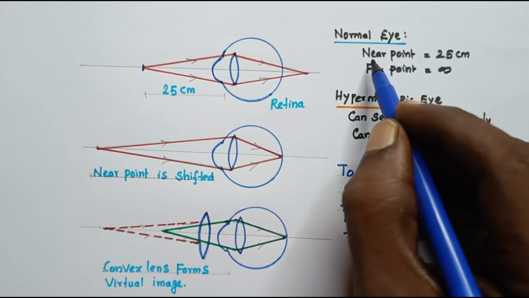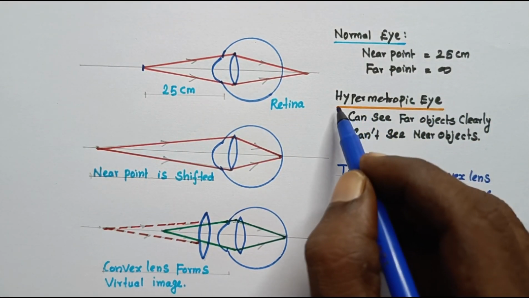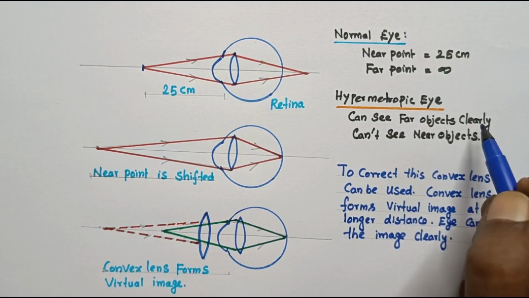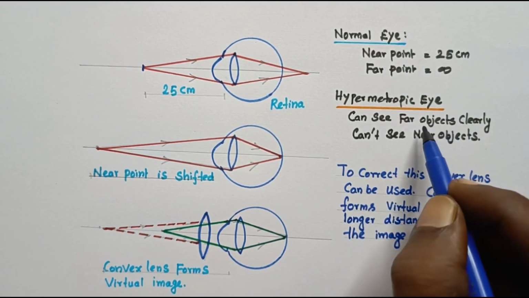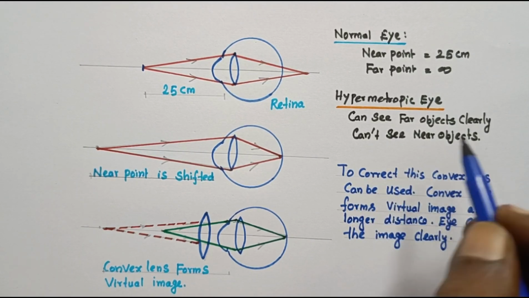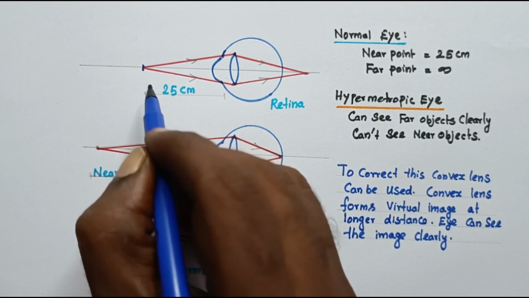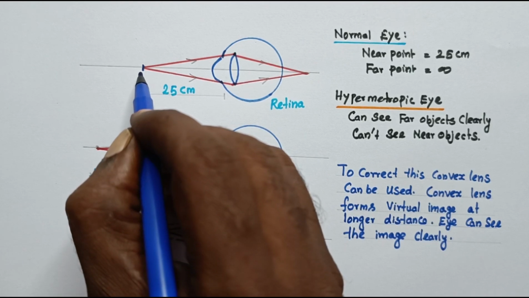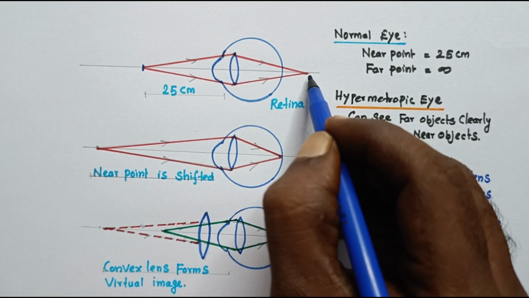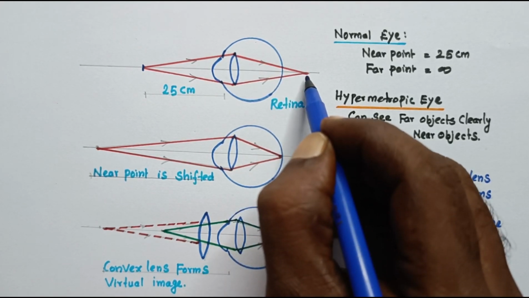For a normal eye, the near point is 25 cm and the far point is infinity. If a person is suffering with hypermetropia, then he can see the far objects clearly. If the object is at infinity, then he can see it clearly, but he cannot see the near objects. Suppose the object is at 25 cm, which is the normal near point. Then the eye will form the image behind the retina. Since the image is formed behind the retina, the eye cannot see it clearly.